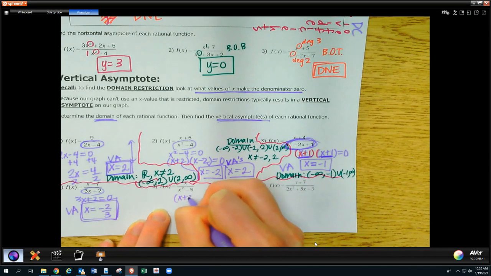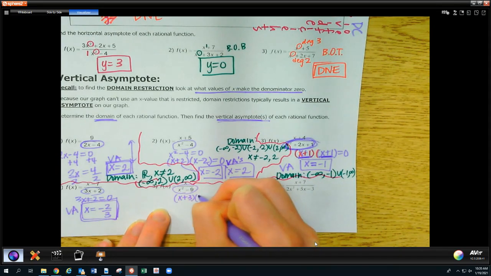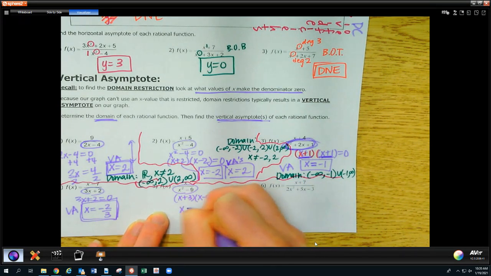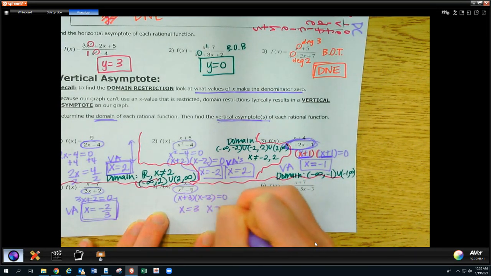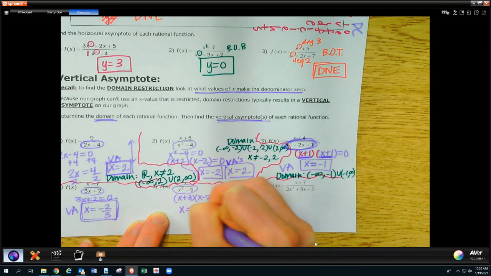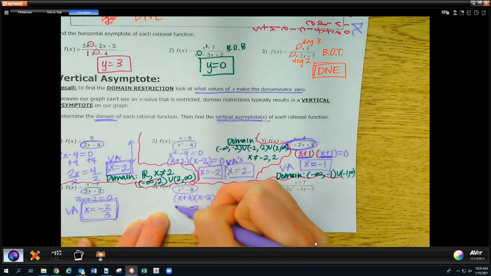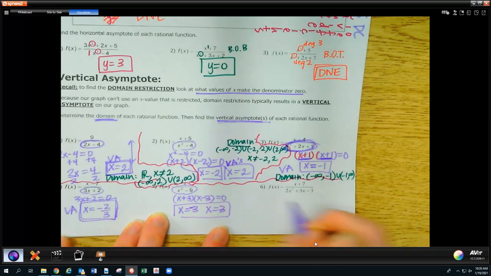This factors to x plus 3, x minus 3. And so x equals 3, and x equals, well, -3 if I'm going in the right order. And x equals +3 are our two vertical asymptotes.